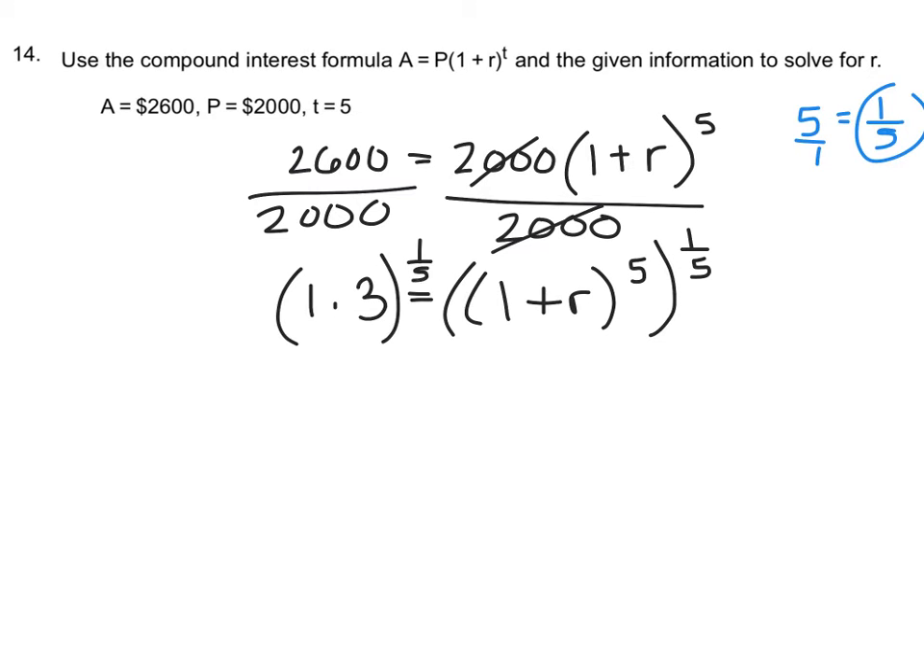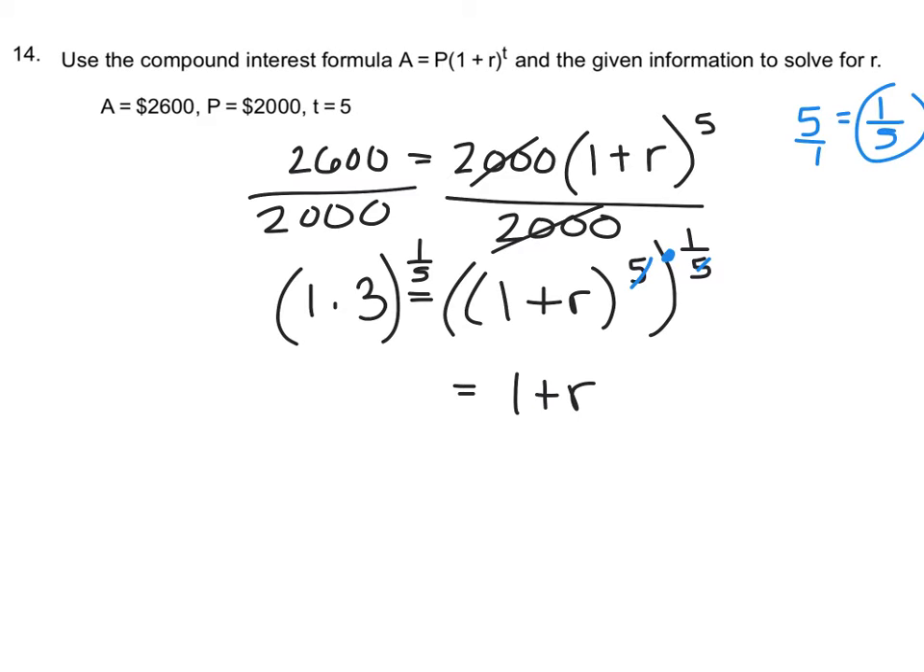When I do that on the right side, I apply my rule of exponents called the power rule, which says I multiply the two powers together. 5 times 1/5 is just 1, so that means that the exponent goes away. And on the right side, we're just left with the 1 plus R. Now on the left side, I have to compute 1.3 to the 1/5 power.